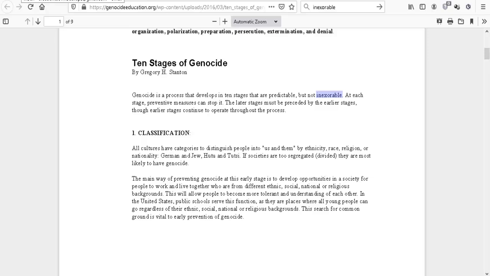The main way of preventing genocide in the early stage is to develop opportunities in a society for people to work and live together who are of different ethnic, social, national, or religious backgrounds. This will allow people to become more tolerant and understanding of each other. In the United States, public schools serve this function as they are places where all young people can go regardless of their ethnic, social, national, or religious backgrounds. This search for common ground is vital to early prevention of genocide.